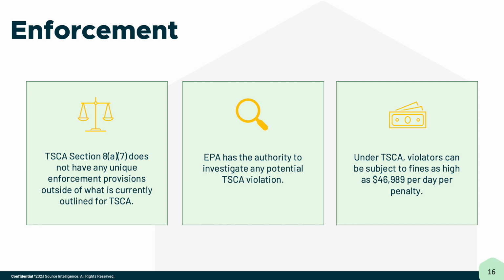TSCA Section 8(a)(7) does not have any unique enforcement provisions outside of what is currently outlined for TSCA. The EPA has full authority to investigate any potential TSCA violation they suspect, and violators of Section 8(a)(7) could be subject to fines as high as $46,989 per day per penalty. So if you knowingly have information on PFAS and you do not provide it to the EPA, it could be a very costly mistake for you.